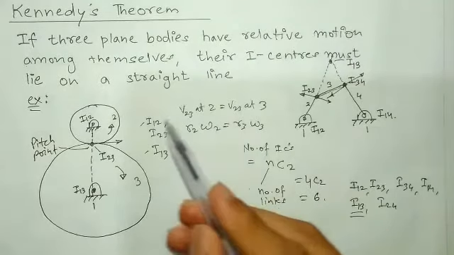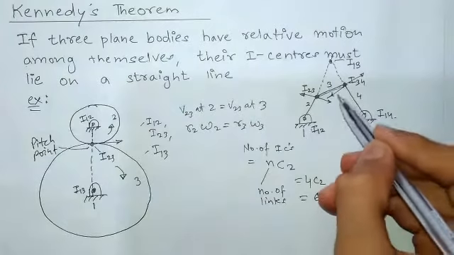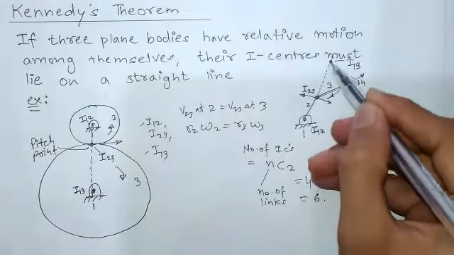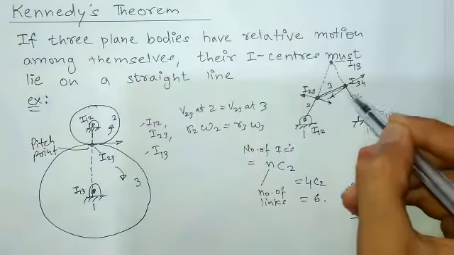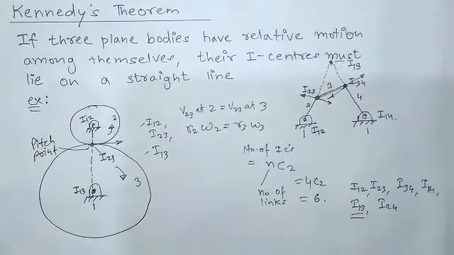So in this way we have proved Kennedy's theorem, that if three bodies have relative motion among themselves, then their ICs lie on a straight line. This is a straight line. Similarly, if 1, 4 and 3 are in relative motion, then these are the three ICs in a straight line.